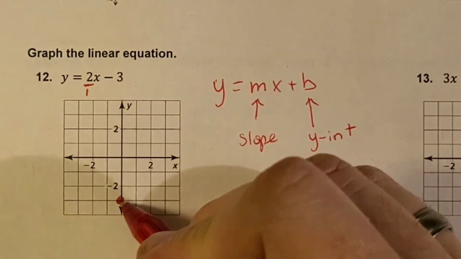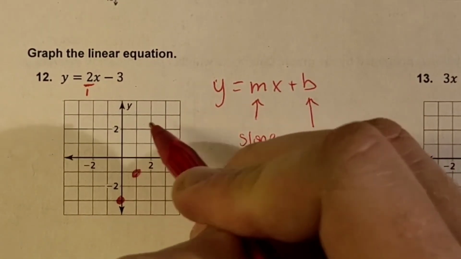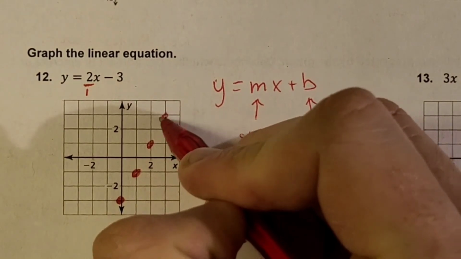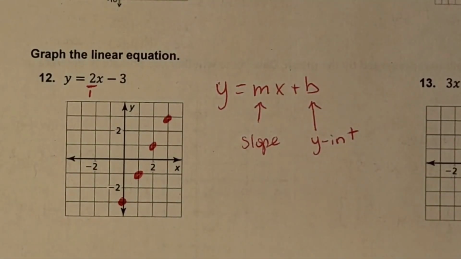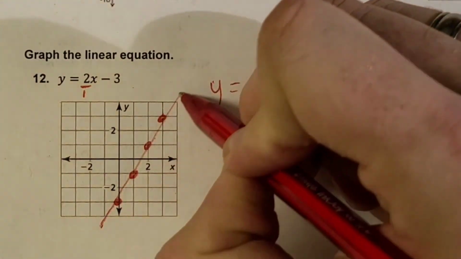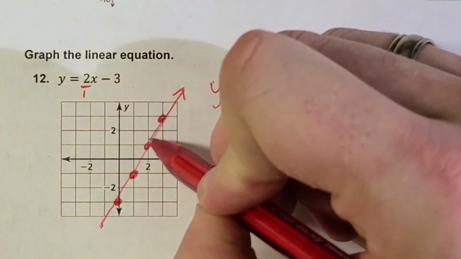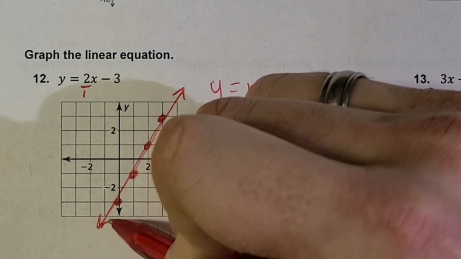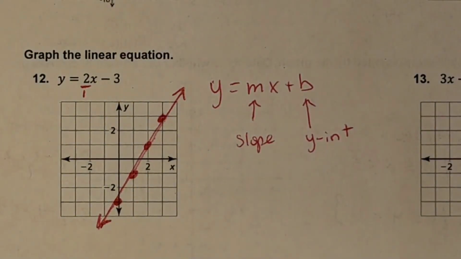2 over 1. So up 2, right 1. Up 2, right 1. Up 2, right 1. You didn't actually need all 4 of those points. You really just needed 2. But I like to make as many as possible. And I've heard at least one of the middle school teachers told you to do the same thing. Can't hurt, right?